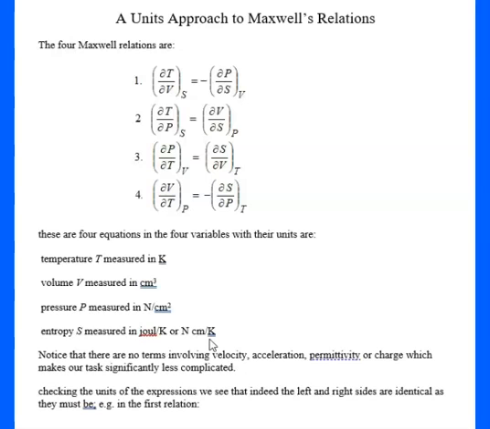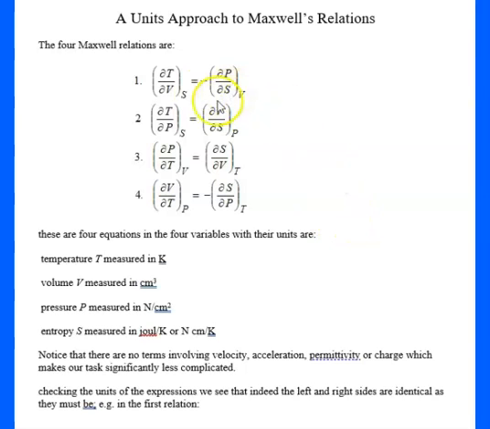Okay, now here's the interesting thing. This really saves a lot of heartache. There's no velocity, there's no acceleration in any of this, there's no permittivity, there's no Coulomb, so that makes our task a lot easier. So the only thing that is going to guide us, the only real tool that we're going to use, is the fact that the units on the left side must be identical to the units on the right side.